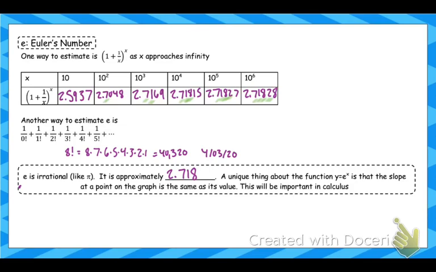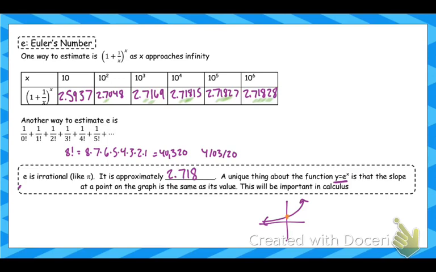And then the last thing about E, something that's really unique about it, it's going to be really important when you get to calculus. The function y equals e to the x looks something like this. It's obviously showing growth. Something pretty unique about that is if you take some point on that graph, like let's say I take this point right here.